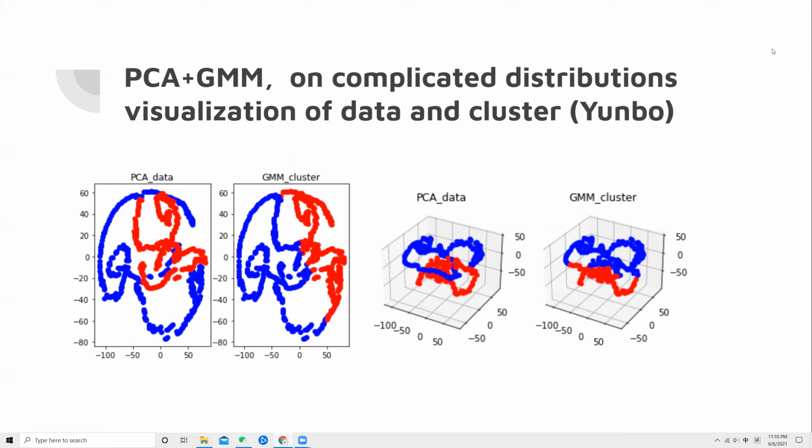Next page, please. Yes, so this is another example where GMM failed to give a clear clustering revealing the real distributions, probably because the 2 distributions are not Gaussian distributed, which we can tell from the 3D graphs on the right.